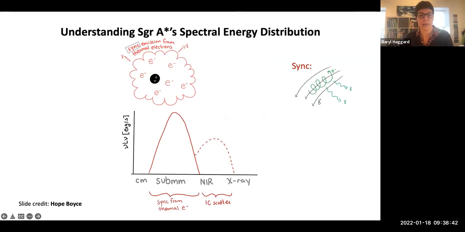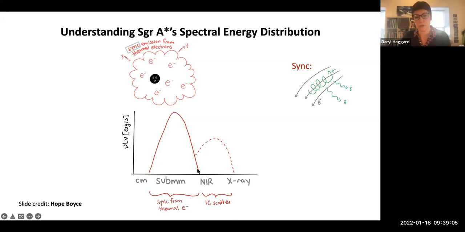Here's Sag A* smiling out at all of you. In the accretion flow around Sag A*, we have some very hot electrons. So we see some synchrotron emission from thermal electrons zooming around. There are magnetic fields threading this accretion flow, and that's what leads to this synchrotron type radiation. And we can plot here on our SED what that synchrotron spectrum might look like.